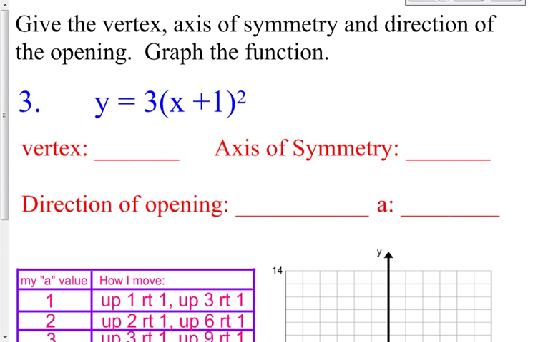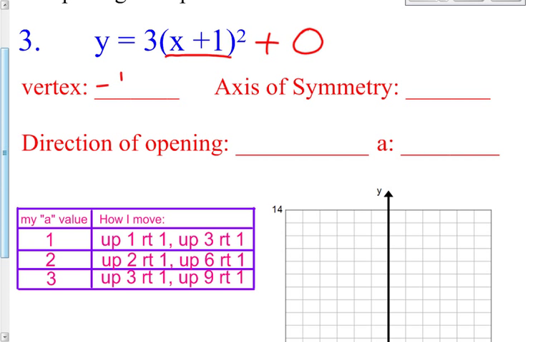Let's try number 3. Number 3, as you can see, doesn't have a k value. We actually say it does have a k value, it's just a k value of 0. So if you want to put plus 0 there, I am perfectly fine with that. It helps me. So now I know that my vertex is the opposite of this, which is a negative 1, and my y coordinate is that k, and k is 0 in this case. My axis of symmetry is x equals the x coordinate, so it's x equals negative 1. Direction of opening, my a value is a positive 3, so I know that my direction of opening is going to be up.